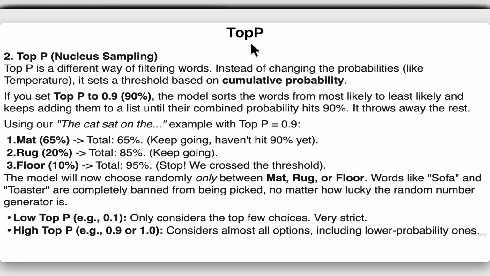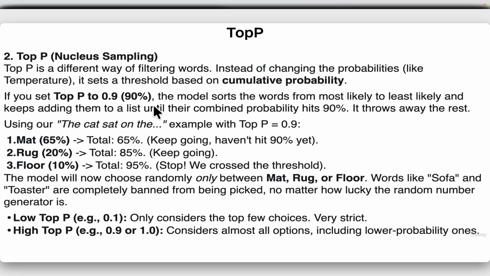Next one is the top P. Top P is called nucleus sampling. Top P is a different way of filtering words. Instead of changing the probabilities like temperature, which we have seen in the previous slide, it sets a threshold based on cumulative probability. If you set top P to, let's say, 0.9, that's 90%. So this has a range between 0 to 1, so from 0% to 100%. The model sorts the words from most likely to least likely and keeps adding them to a list until their combined probability hits 90%, and it throws away the rest.